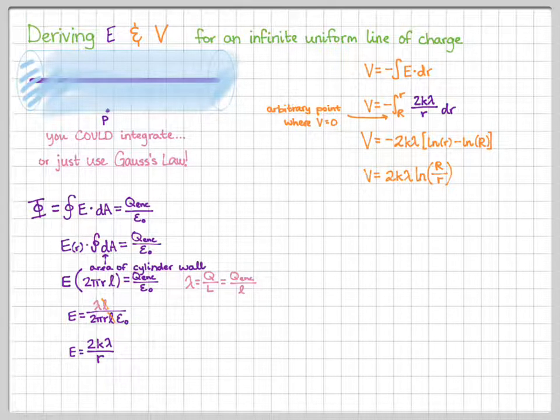The voltage one gets a little weird. Because it's infinite, you can't really say that your voltage is 0 at infinity, so we're going to say that the voltage is 0 at some arbitrary point big R. That's what that lower bound on my integral represents. Since you're integrating with respect to 1 over r, you're going to end up getting a natural log. If you remember your log rules, you should end up with 2k lambda natural log of big R over little r as your potential difference.